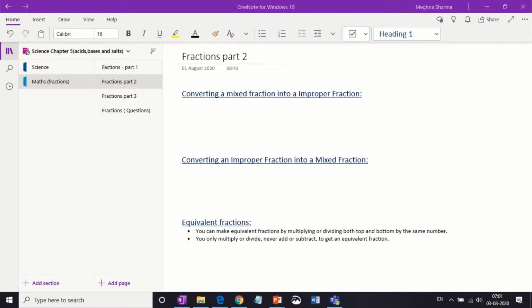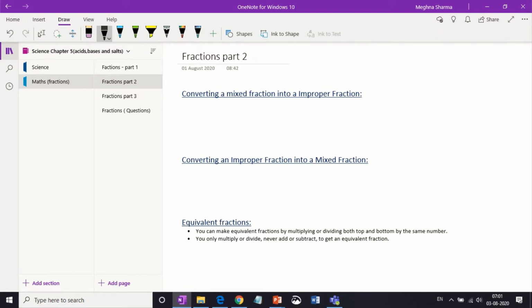Today we are going to learn converting a mixed fraction into an improper fraction, and converting an improper fraction into a mixed fraction. As we know what mixed fractions and improper fractions are, we can convert them into each other, but we cannot convert proper into improper, proper into mixed, or mixed into proper. Only these two we can convert. So now let us see how we can do that.